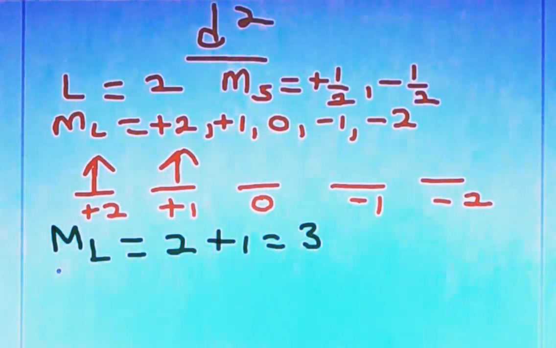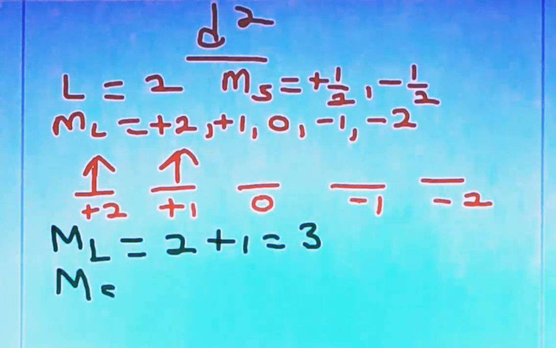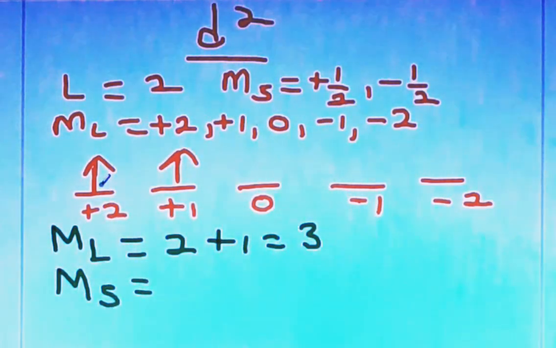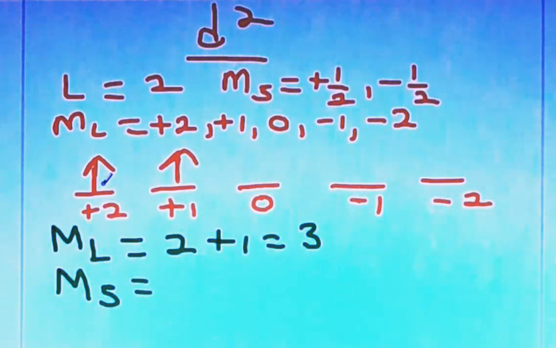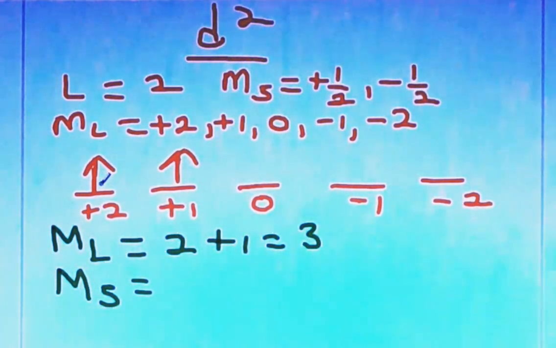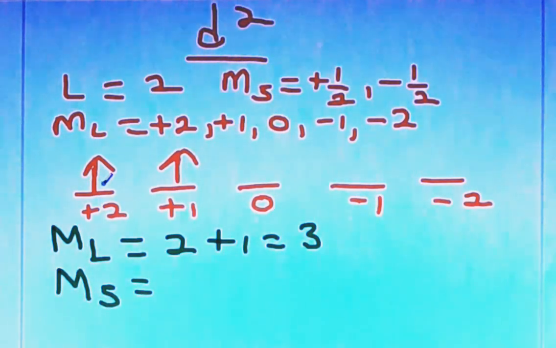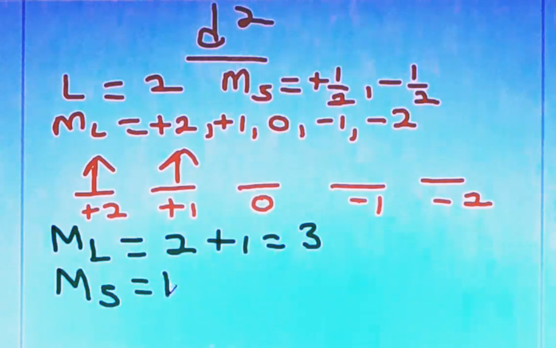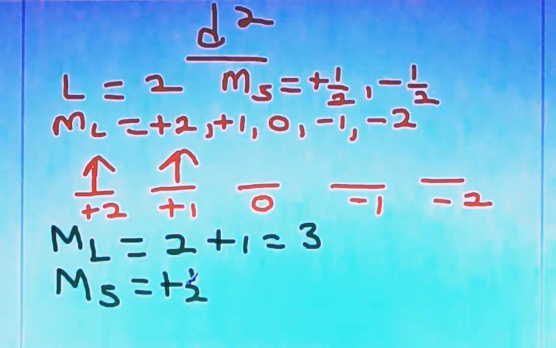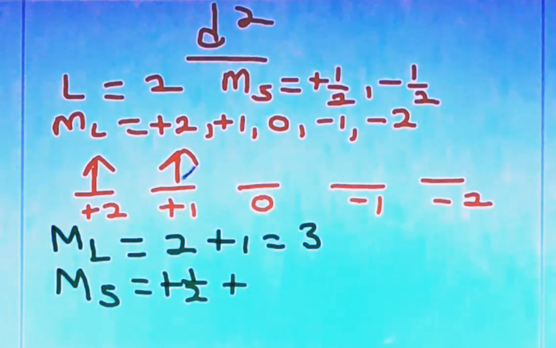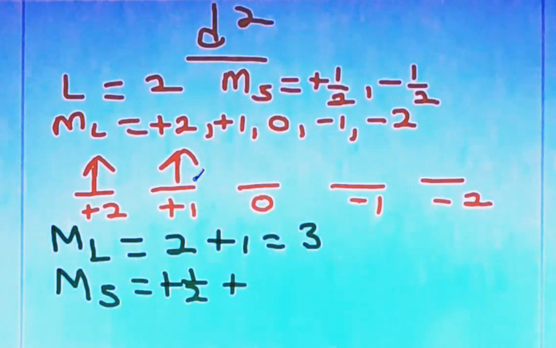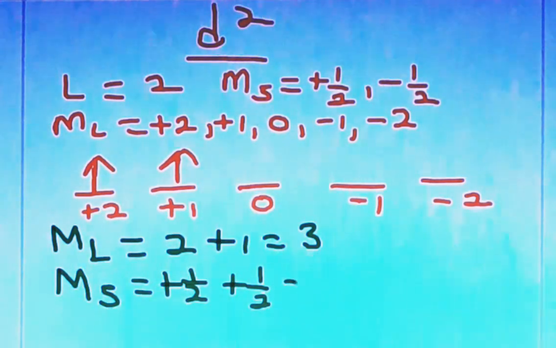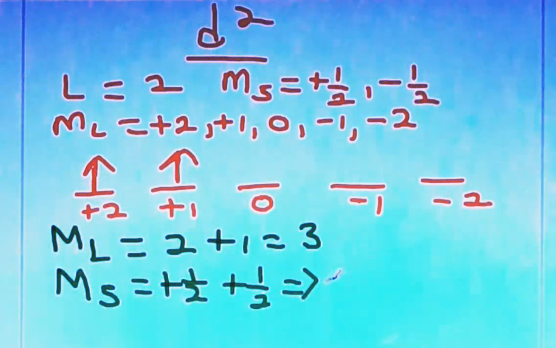Then we determine the total spin quantum number. This electron can spin either plus half or negative half. But remember that in this direction, it is only spinning plus half. Plus this orbital is also spinning upwards, so also plus half. So we get a total of 1.